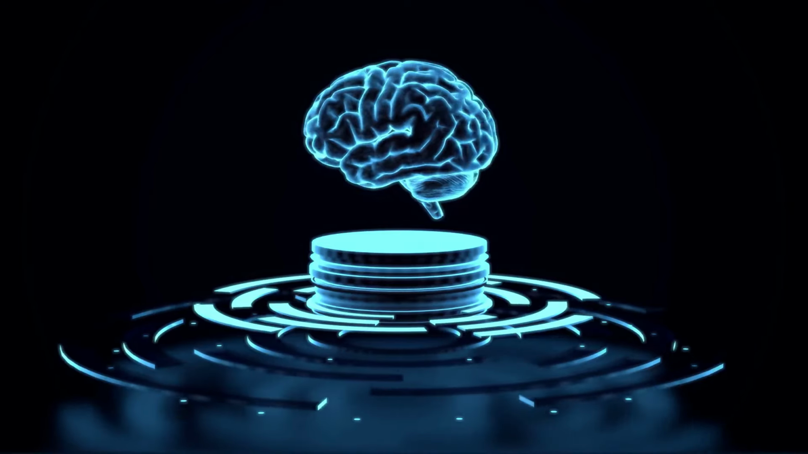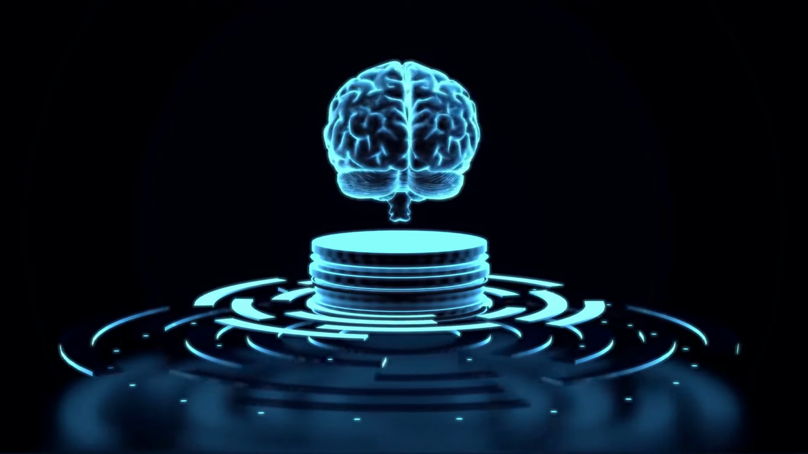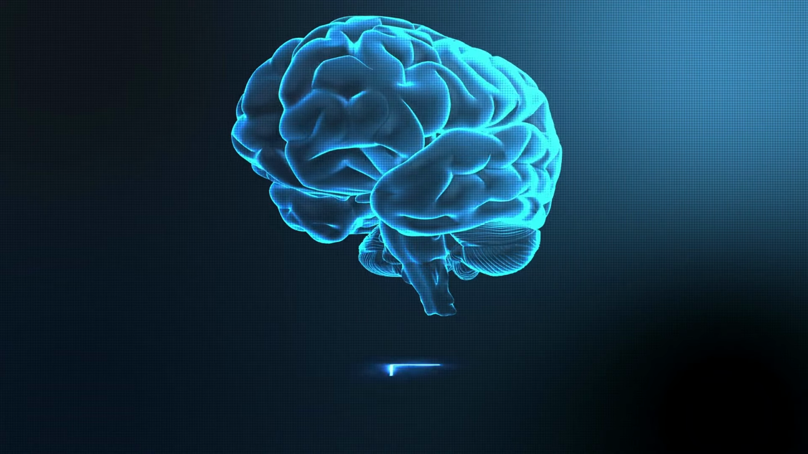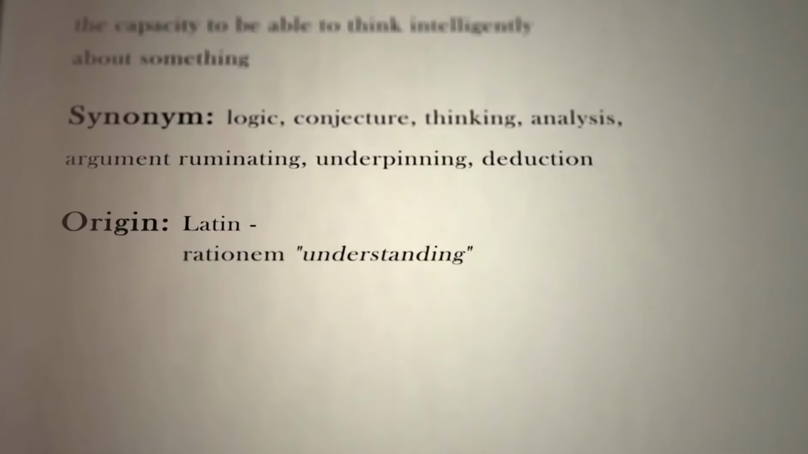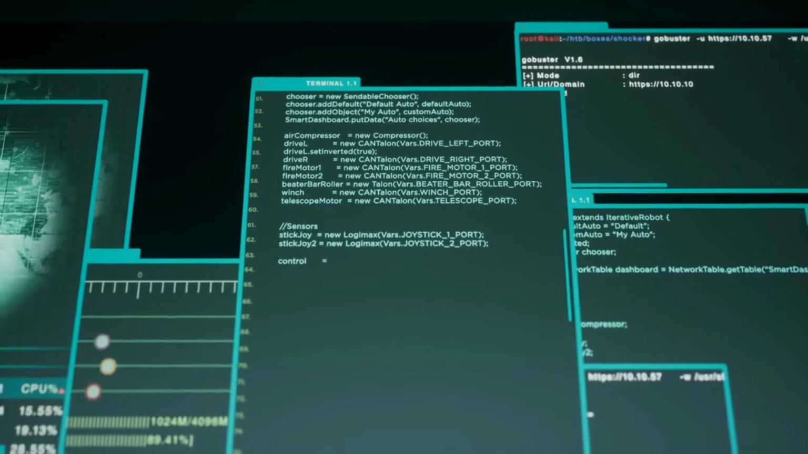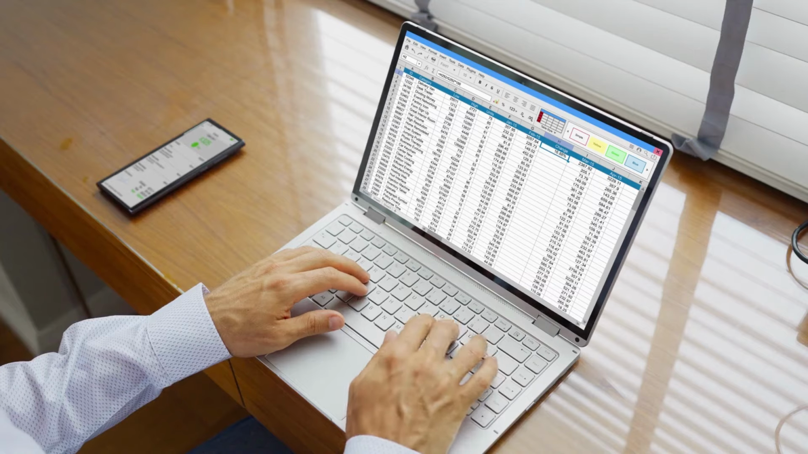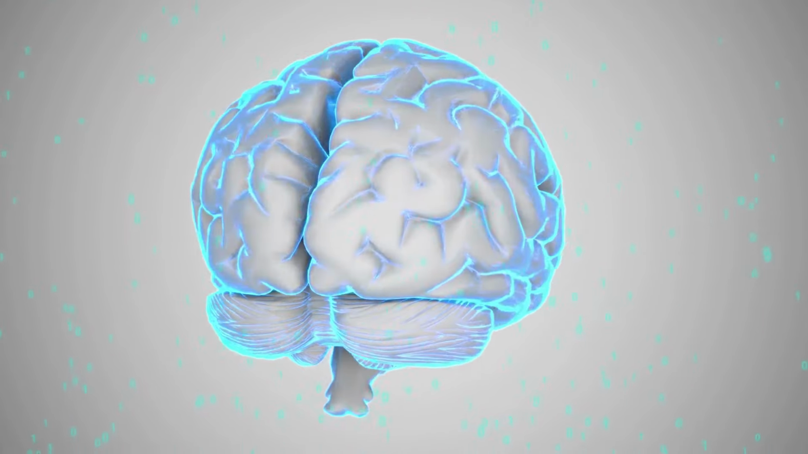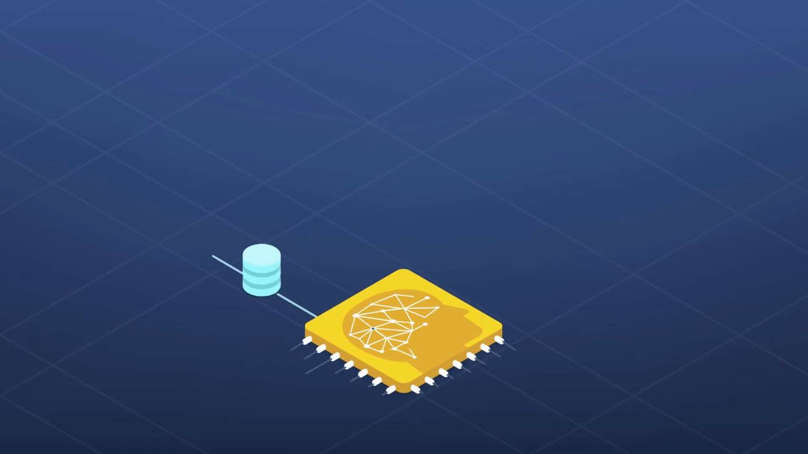9. Neurosymbolic AI. Neurosymbolic AI aims to combine the strengths of two major AI approaches, neural networks and symbolic reasoning. While neural networks excel at pattern recognition from data, symbolic AI focuses on rule-based logic and reasoning.